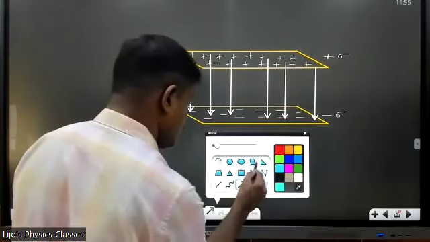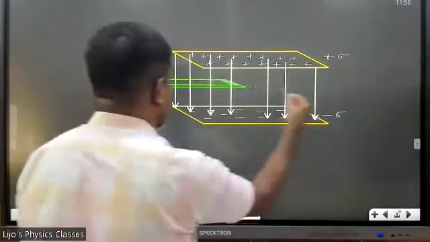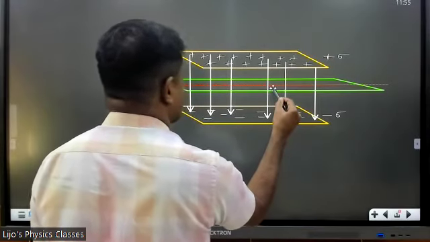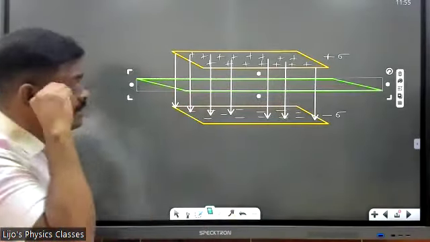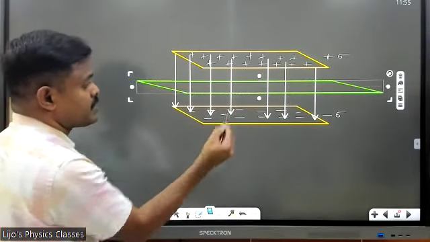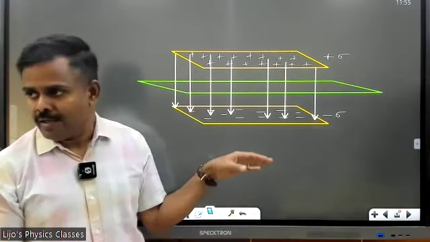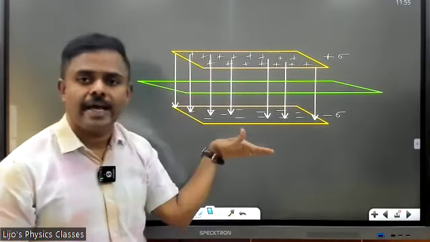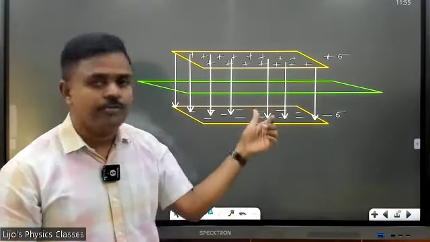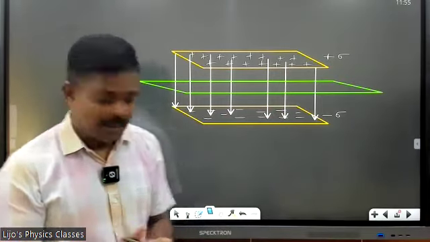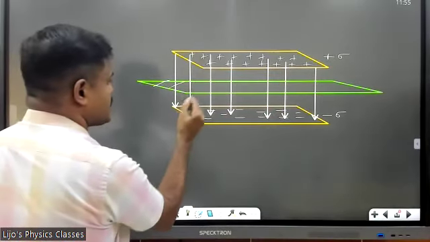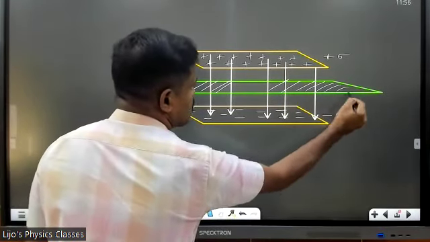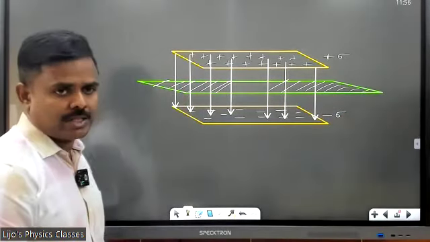I'll draw it now. This is going to be my equipotential surface. I can draw it right here in between the plates. First plate is on top, second plate is at the bottom, and in between I'm holding a surface. Now I'll just shade the surface. This is my equipotential surface. So that answers the first part of the question.